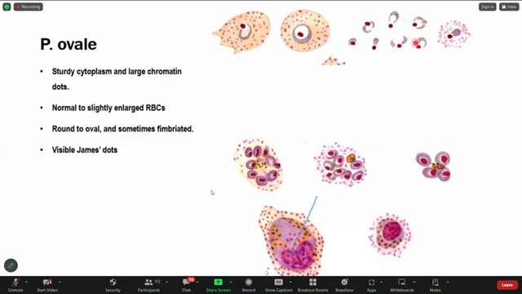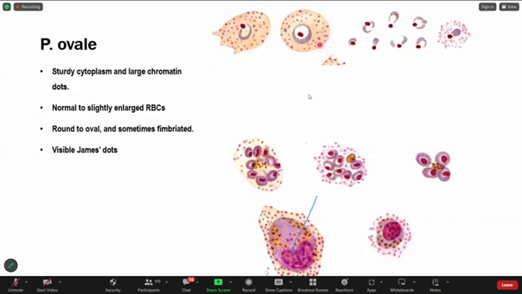There's what they call sturdy cytoplasm. The cytoplasm is big and it is colored. Also, the chromatin dot is big and visible. Another feature of P. ovale is that the stipplings are visible and coarse. They are called James's dots. They are visible and coarse.